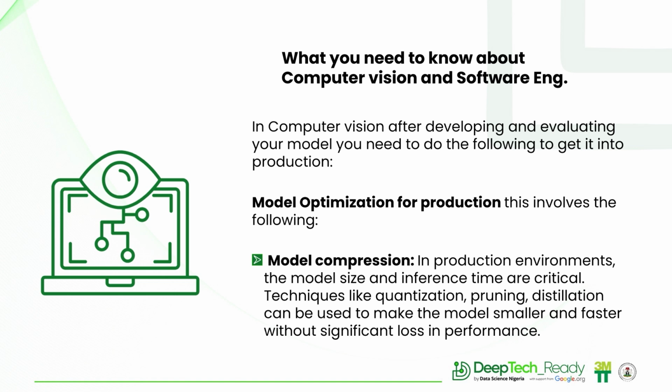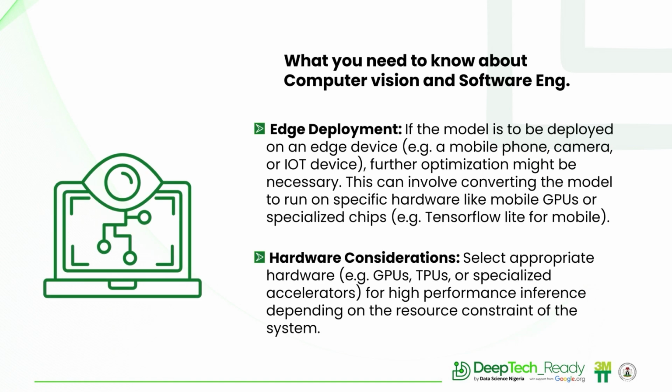Another thing that you need to understand with respect to model optimization for production level deployment is edge deployment. When we're talking about edge deployment, we are talking about if the model is to be deployed on an edge device, e.g. a mobile device, a camera, Internet of Things device. So there has to be some level of further optimization. Further optimization might be necessary, and sometimes this can involve converting the model to run on specific hardwares like mobile GPUs or specialized chips like TensorFlow Lite for mobile. All right, so these are things that you need to be very aware of.